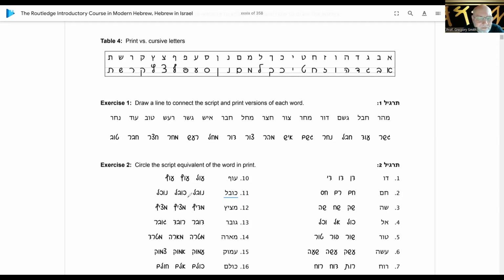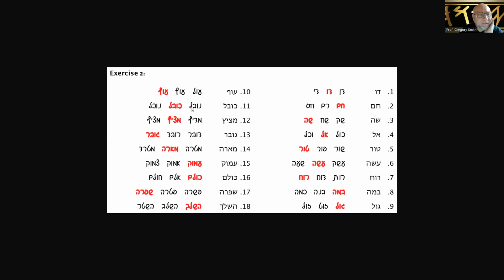Okay, so let's see. Well, the kaf is pretty clear. It's going to be this one right off, because the only one that starts with a kaf is this one here. So it's got to be this one. So this is Kovel in number 11. Okay, we'll double check that. Yeah, there it is right there. Kovel.